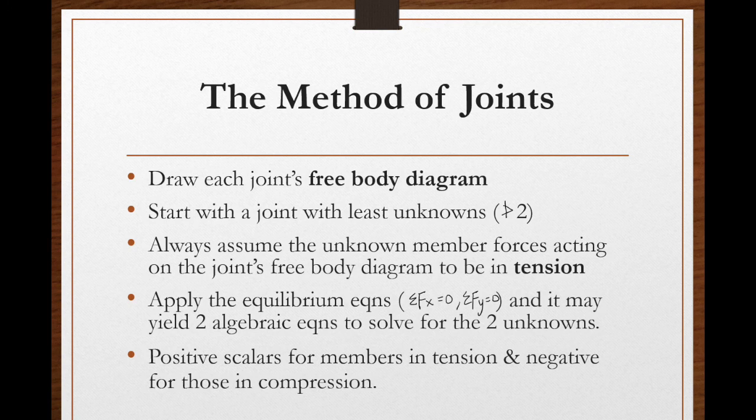There are general procedures in the method of joint. We need to draw each joint's free body diagram. Start from a joint with least unknowns, not more than 2. Always assume the unknown member forces acting on the joint's free body diagram to be in tension.